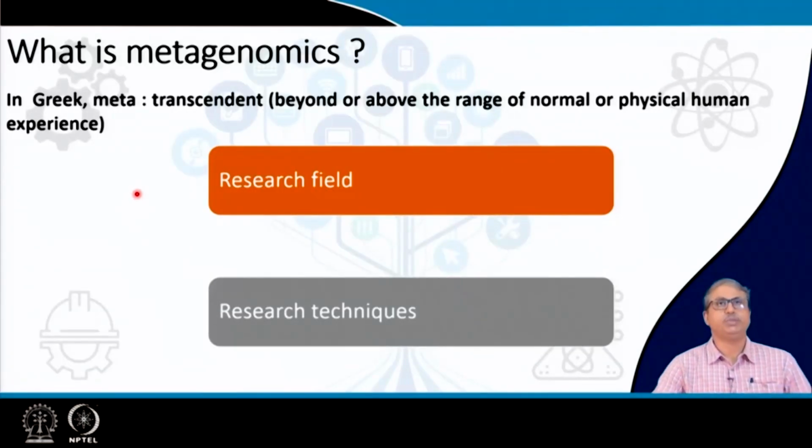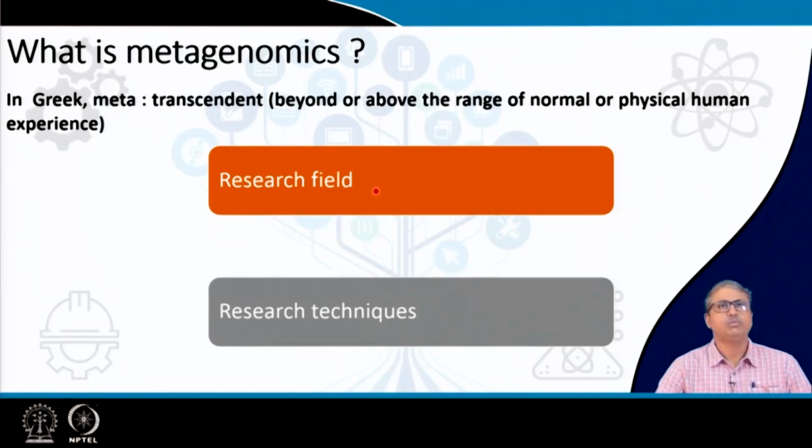Now, what is metagenomics? The word meta refers to transcendent, that is something which is beyond or above the range of normal or physical human experience, something which is large and something which is really able to provide some comprehensive information or understanding on a particular topic or a particular subject.